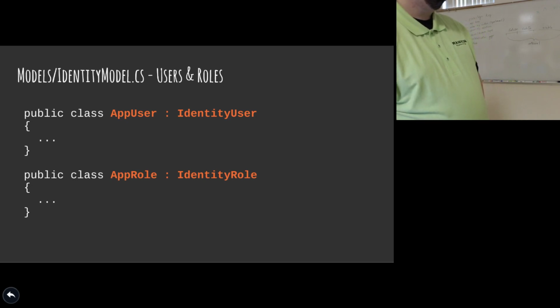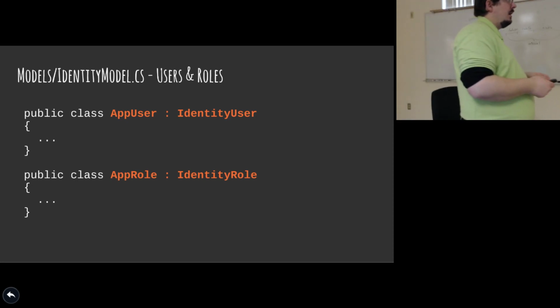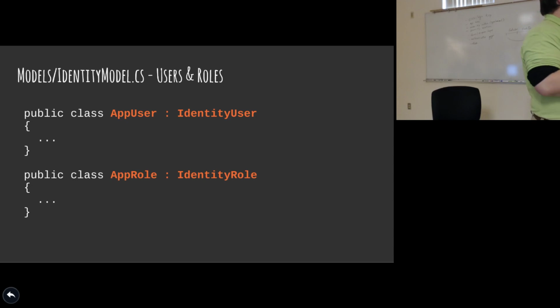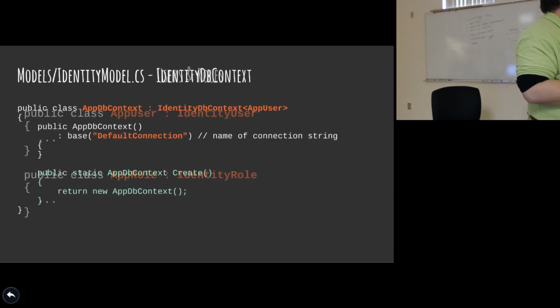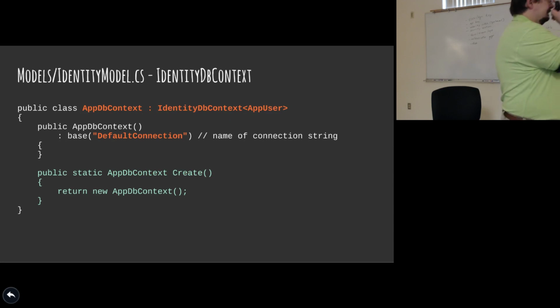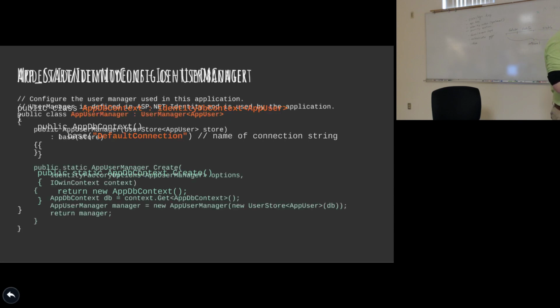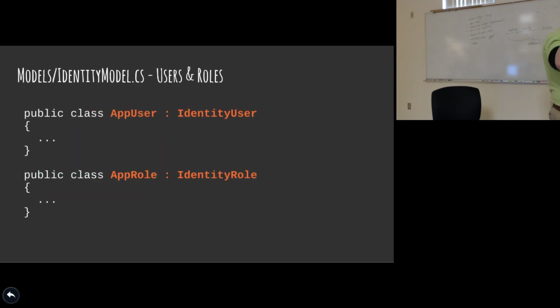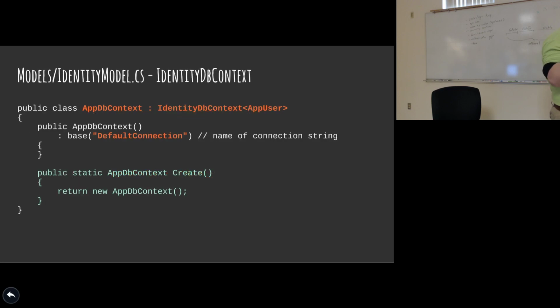If we want to add additional properties to our roles table or user table, then we add them as properties to those objects. So there's our DB context. We've got our models, our users, our roles, and our DB context that contains those two things.